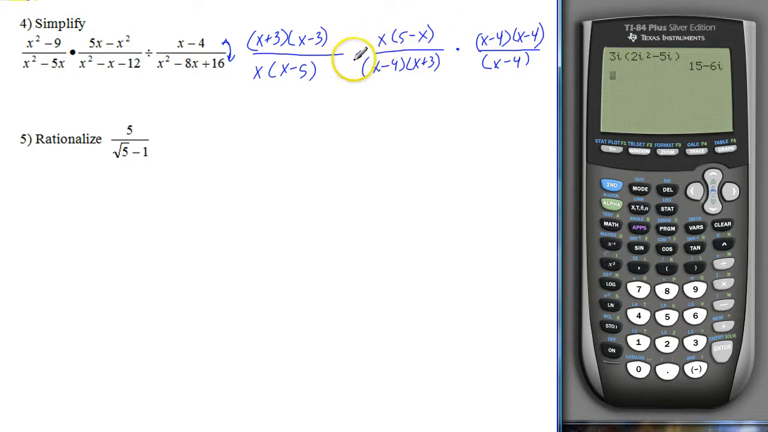And now we're going to cancel. So anything upstairs with downstairs. Alright, so remember this negative 1 trick. So I'm going to put a negative 1 right here. The x's cancel. x plus 3 cancels x plus 3, x minus 4 cancels x minus 4, another x minus 4, another x minus 4. Now we look to see if there's anything I missed. And it looks pretty good. So clean it up. So it'll be negative parentheses x minus 3.